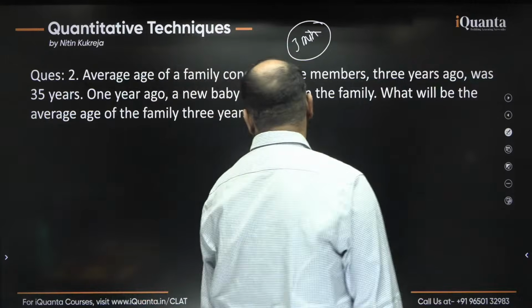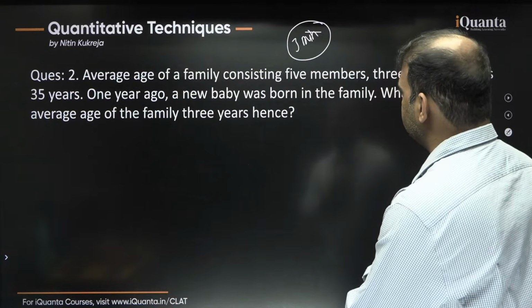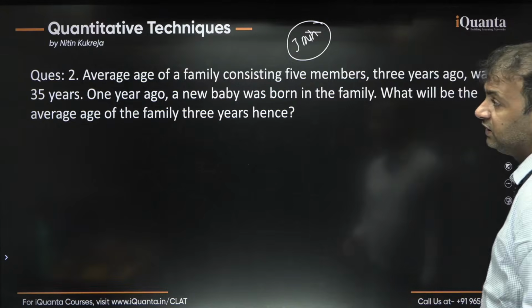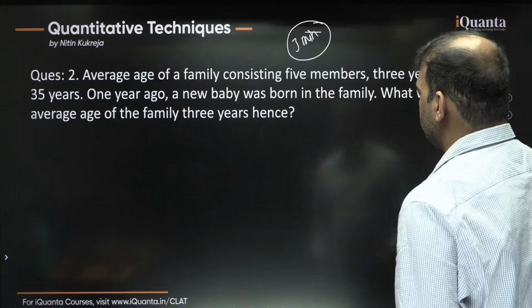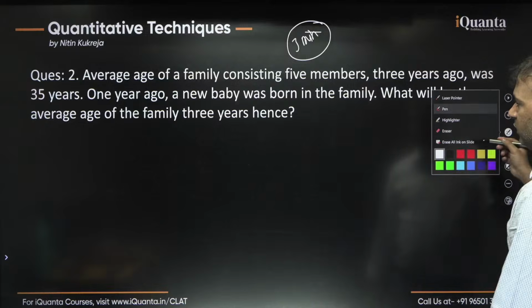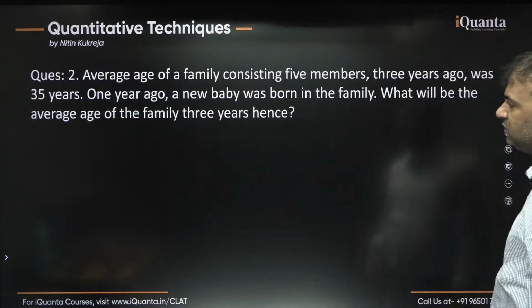The question says that the average age of a family consisting of 5 members 3 years ago was 35 years. 1 year ago, a new baby was born in the family. Now, what will be the average age of the family 3 years hence?